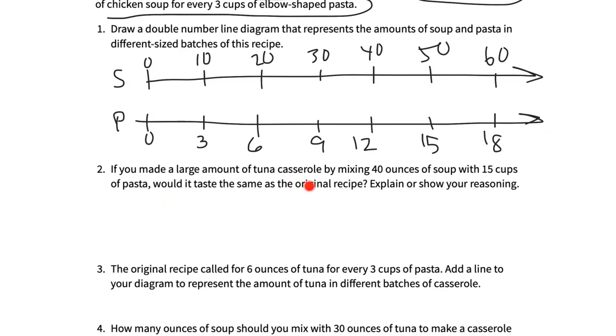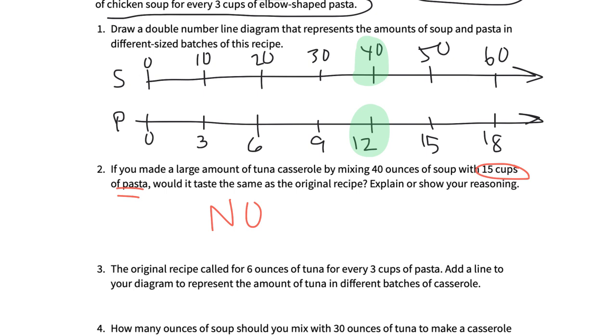So if you made a large amount of tuna casserole by mixing 40 ounces of soup with 15 cups of pasta, would it taste the same as the original recipe? Well, here is that 40 ounces of soup, but it would require 12 cups of pasta. So it is not going to be the same. So the answer is no, because we're going to have more cups of pasta than the original recipe would have asked for.